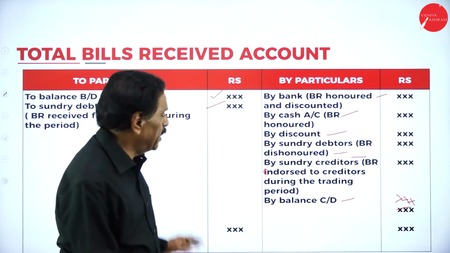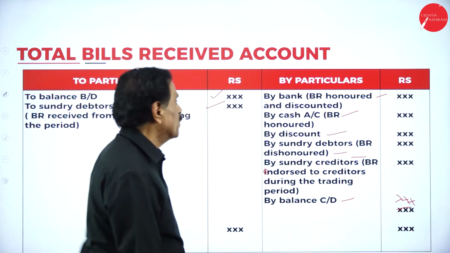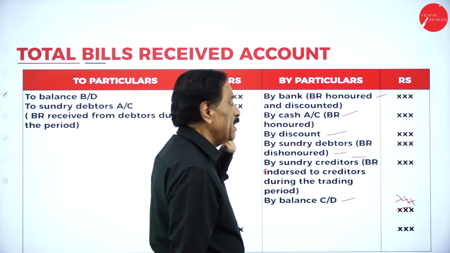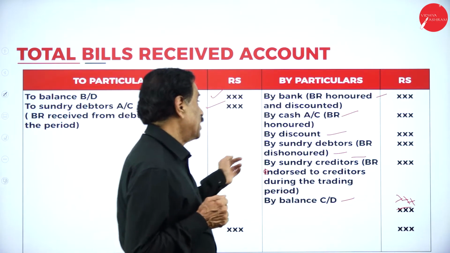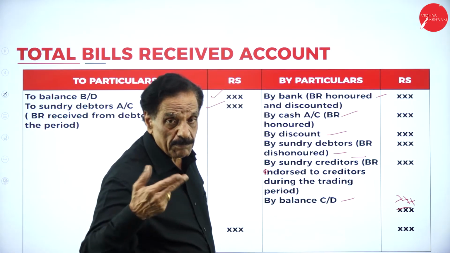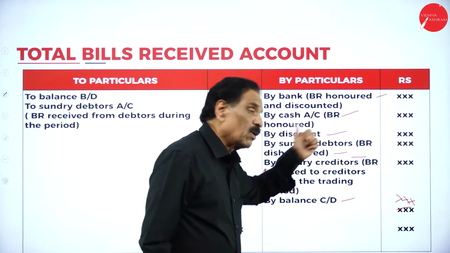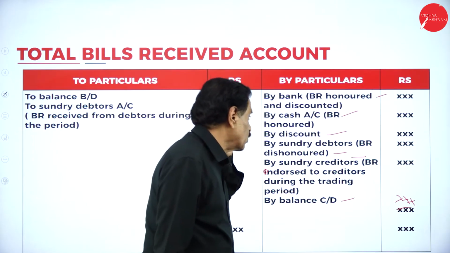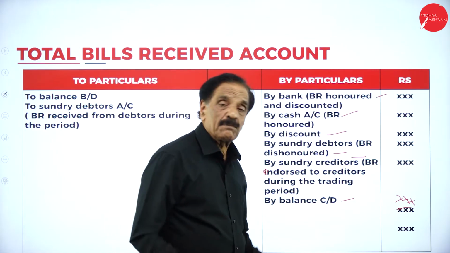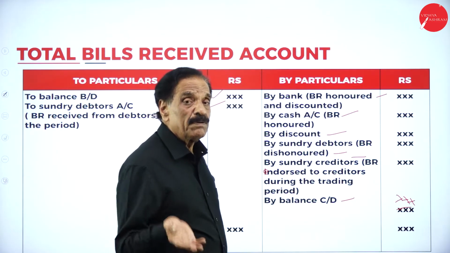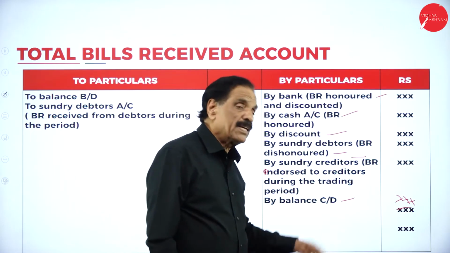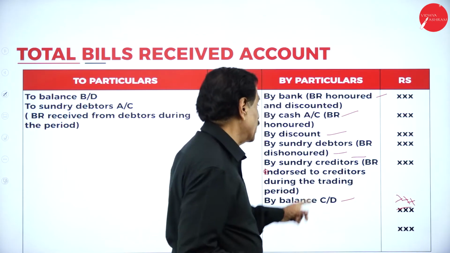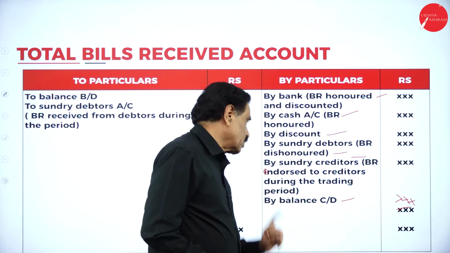BR received during the year. By bank account, BR honored in the form of cheque. By cash account, BR honored in the form of cash. By discount, you have given a discount to them. By sundry debtor, BR dishonored. When the BR is dishonored, naturally your BR account will be raised. By creditor, BR endorsed to creditor, dishonored.